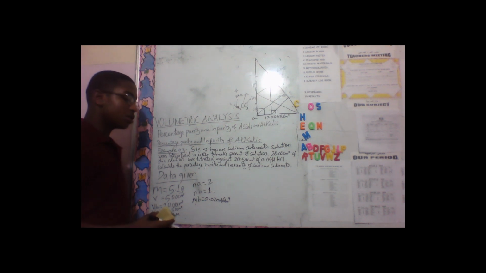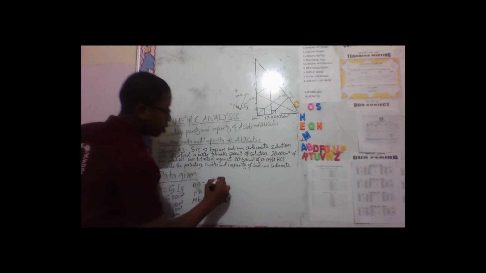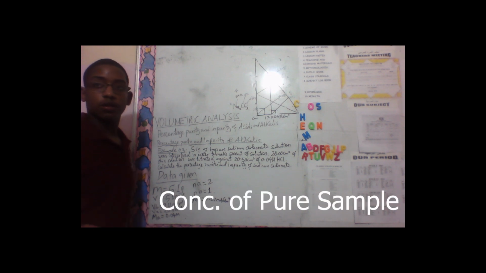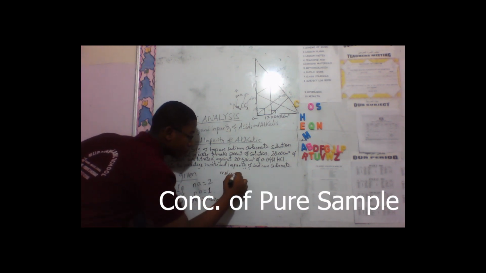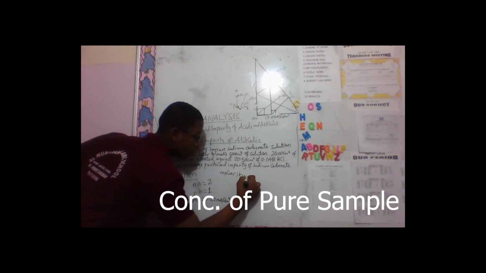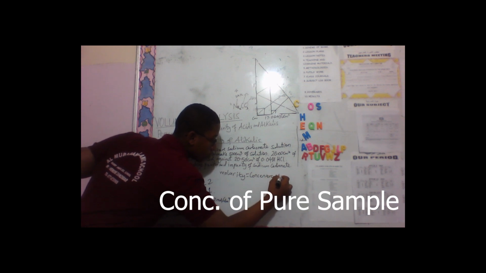We're going to find the concentration of pure substance. Which formula will help us to get the pure substance? The formula will be: molarity is equal to concentration over molar mass.